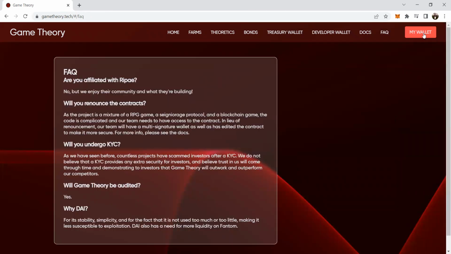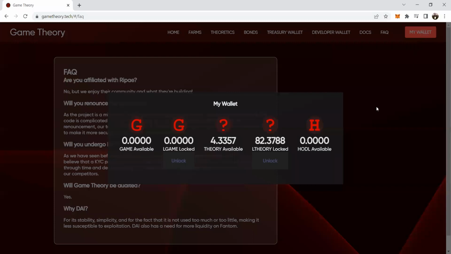On the far right, you see the My Wallet tab. If you click on that, that's going to give you information about your tokens. So right now, of what I've claimed, I have no game or L game because the Theoretics isn't open yet. I've got 4.33 in Theory, which has already been claimed, and I have 82.37 in locked Theory. And I don't have any HODL available. So go into My Wallet and I'll show you all the information.